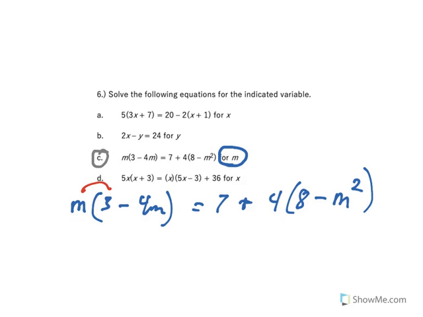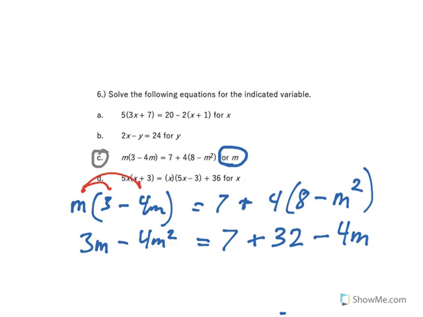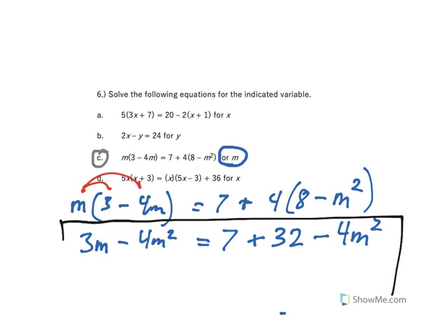So first of all, we get rid of the brackets by multiplying. So we're going to have 3m minus 4m squared. 4m times m is not 4 plus 2m, it's 4m squared. And now we have 7 plus 4 times 8, which is 32, minus 4m squared. I think now you maybe see where we are. We have got rid of our brackets, and now we're at something a little bit easier.